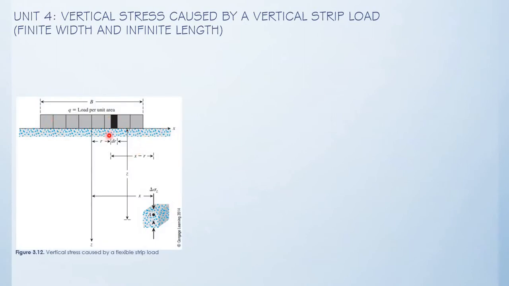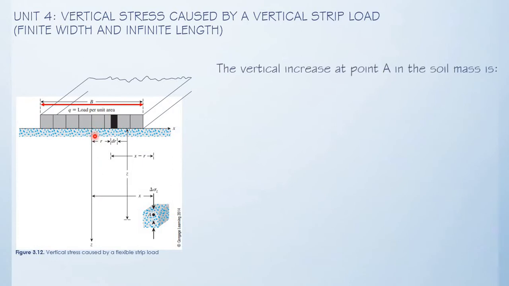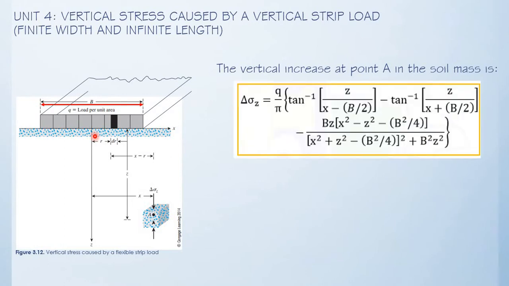This is your vertical strip load. It says that it has a finite width because the width is defined or exact. And then it is infinite length because we do not know the value where the length will cut or end. We have here your point A, and we want to know the effect of this certain vertical strip load at this point in the given soil. So point A has a depth of Z and has a horizontal distance of X from the midpoint of the vertical strip load. To know the vertical stress increase at point A, we will be using this equation.